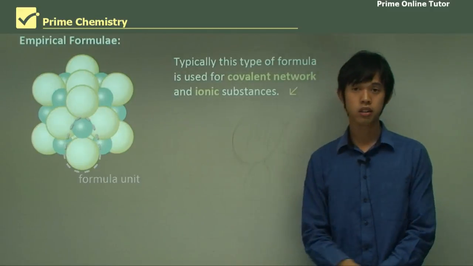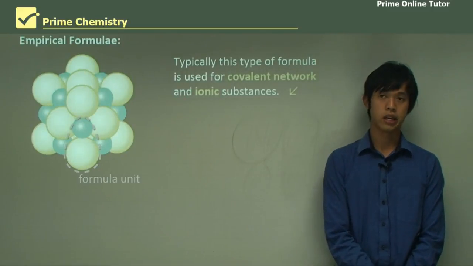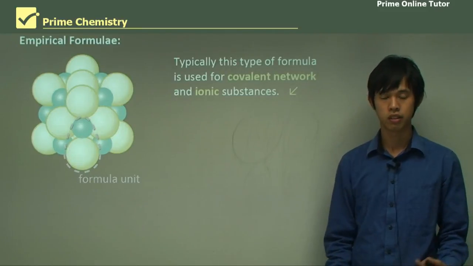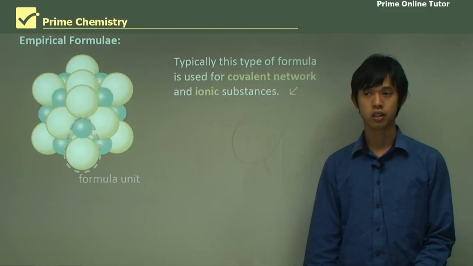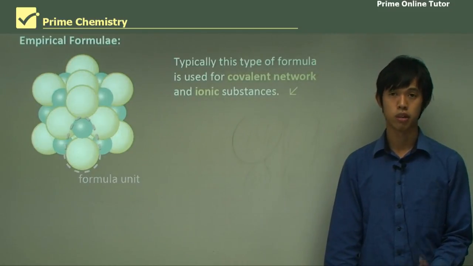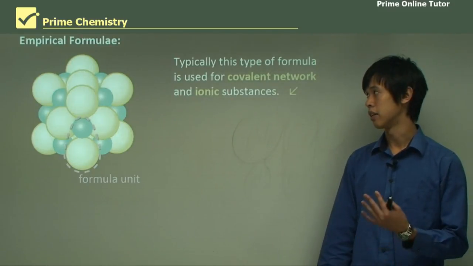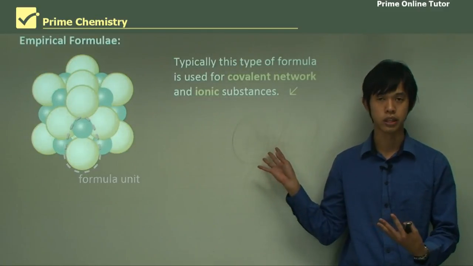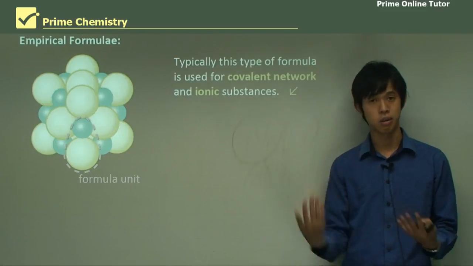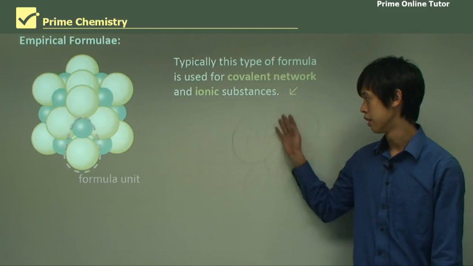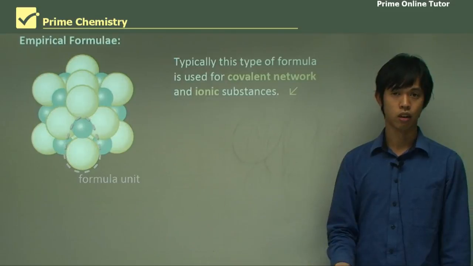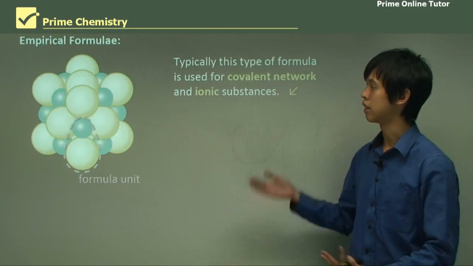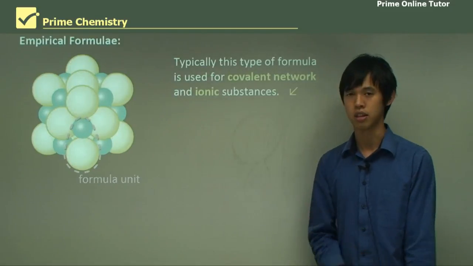So that concludes today's lesson on empirical and molecular formulae. We looked at what they are and how we apply them to different chemicals. So for molecular formulae, we tend to use them for covalent molecular substances. And for these empirical formulae, we use them for covalent network and ionic substances. So that's what we've studied today, and hopefully as we move on to the question segment, you'll see more about what the advantages and disadvantages of these methods are.